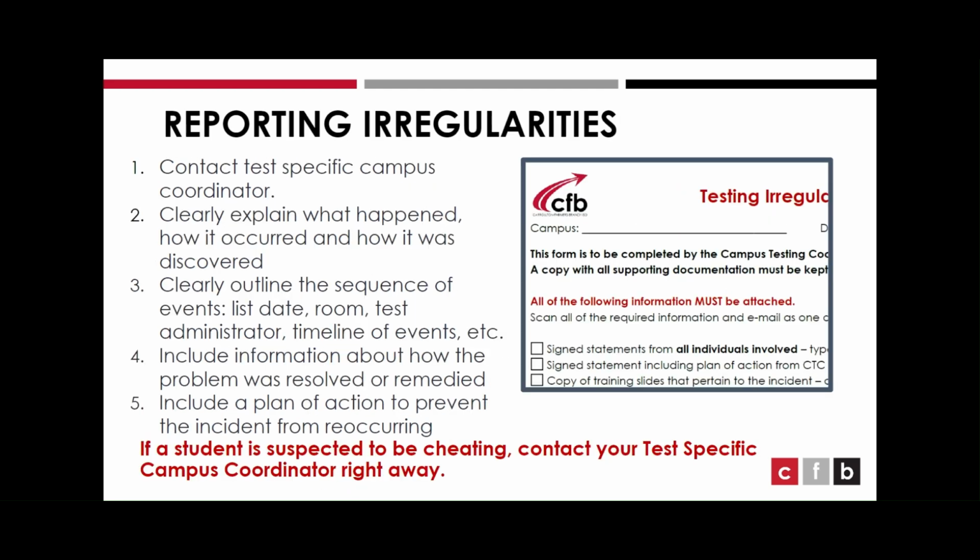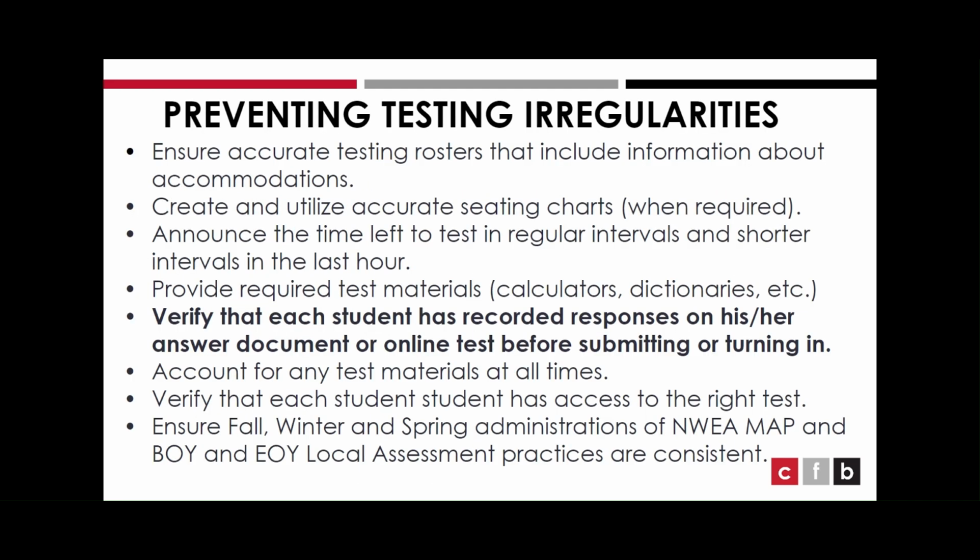How do you report irregularities? Contact your test specific campus coordinator. Clearly explain what happened, how it occurred, outline the sequence of events, include information about how the problem was resolved, and include a plan of action to prevent the incident from occurring again. If a student is suspected to be cheating, contact your test specific campus coordinator right away.